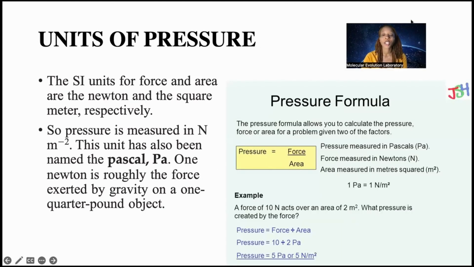So pressure is measured in Newton per square meter, N/m². The unit has also been named Pascal, or Pa. 1 Newton is roughly the force exerted by gravity on a 1/4 pound object.